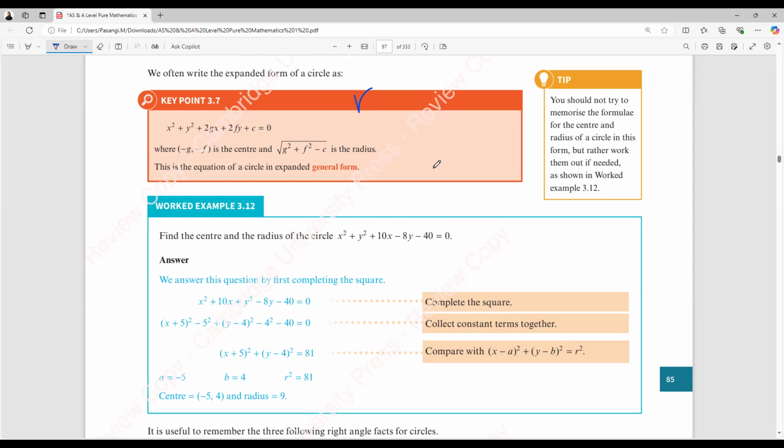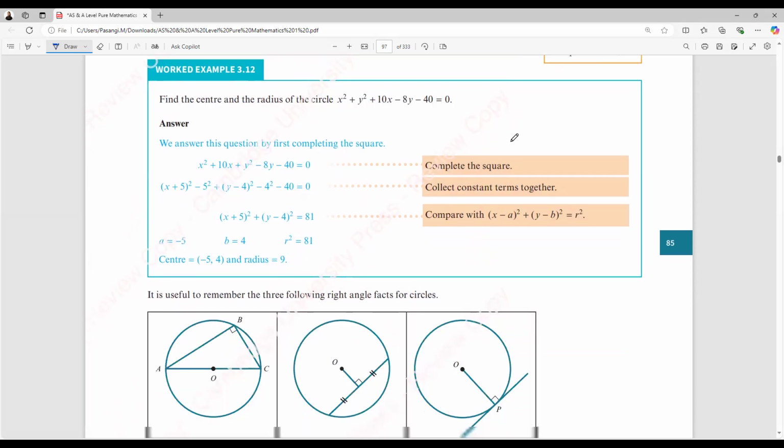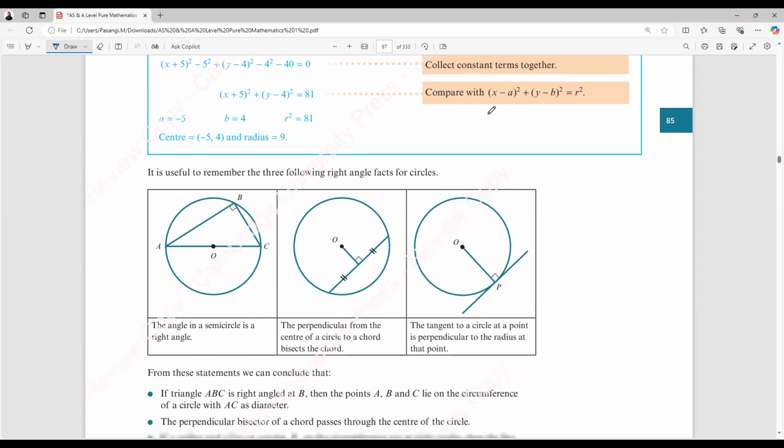So we can bring the x terms together and the y terms together and then factorize them. Yes, there's nothing new actually. So this is also done. Up to this point, everything is clear, right?